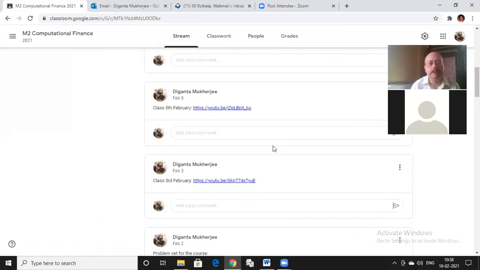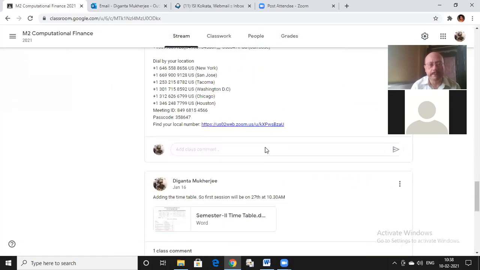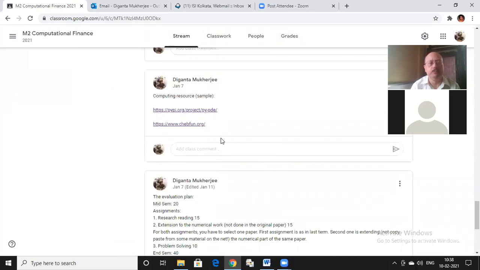I also shared a couple of computing links in the classroom. So can you see that on the screen here? One is from the Python website and the other is a common math computation website. Yes, sir, we can see. Yeah. So have any of you visited these web pages? I have visited the Python web page.